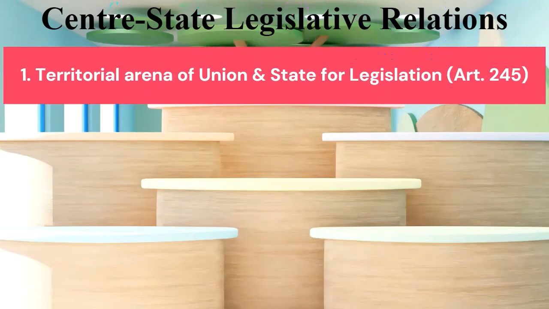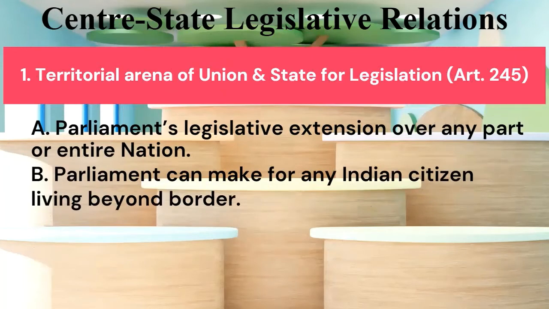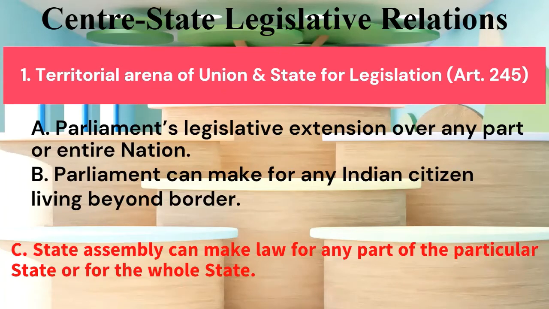In the territorial arena, the parliament can make law ranging over any part or the entire Indian territory, or it may influence people of Indian origin or Indian people living beyond the border. That is, the parliament's legislative actions extend not only within the Indian territory, but have an extraterritorial character. People living in any part of the world who are of Indian origin or Indian citizens can also be influenced by this law. On the other hand, the state assemblies have the power to make law for any part of the respective state or within the respective state's boundary. Article 245 deals with this matter.